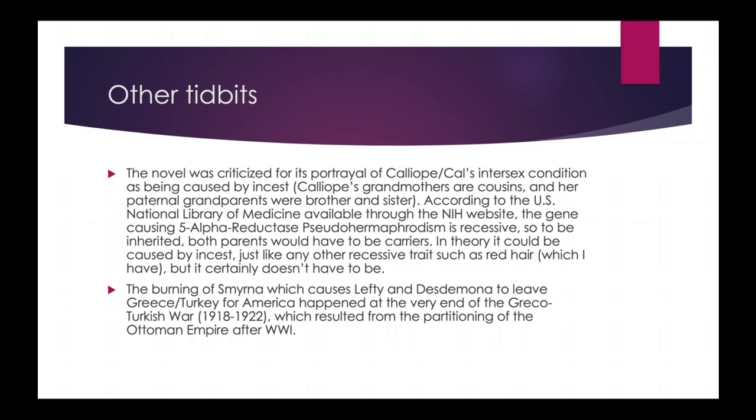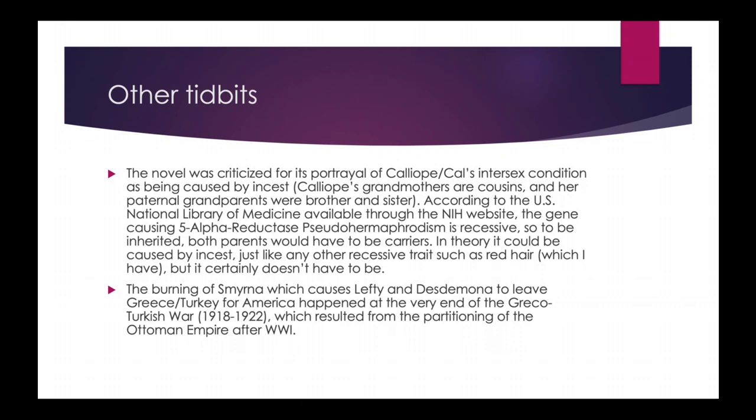So this article is about 5-alpha reductase deficiency, which Calliope in the book refers to as pseudo-hermaphrodism, although I believe it's considered offensive to refer to an intersex person as a hermaphrodite. So I wouldn't use that term. I think Calliope in the novel refers to his condition as being 5-alpha reductase pseudo-hermaphrodism.